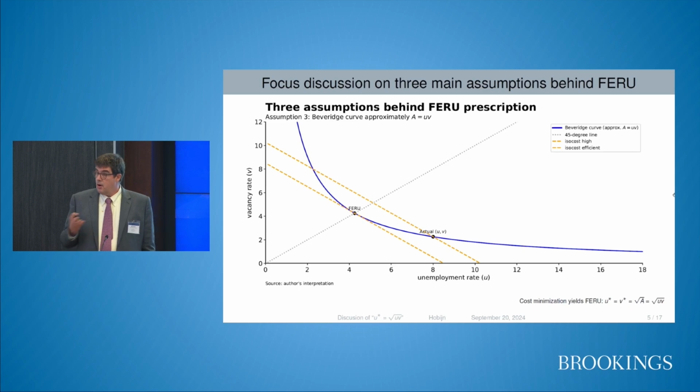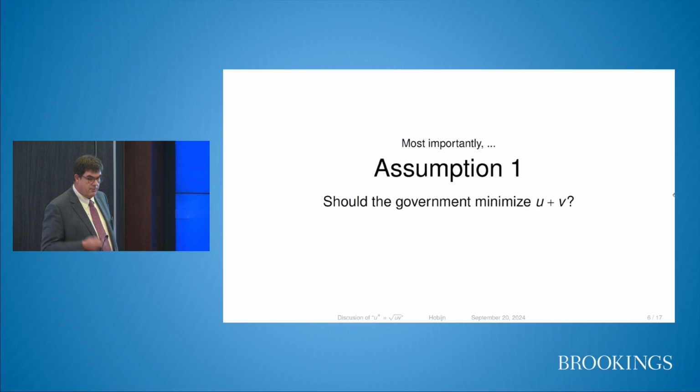Is every policy, are our policies moving us along the Beveridge curve? Are they potentially moving the Beveridge curve? And then on top of that, there is this approximation to the Beveridge curve, a good approximation. So I'll cover all three of them, but the most important one is this.